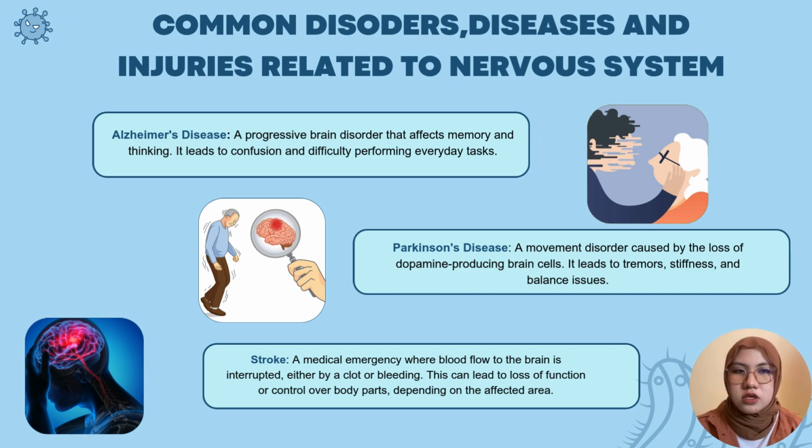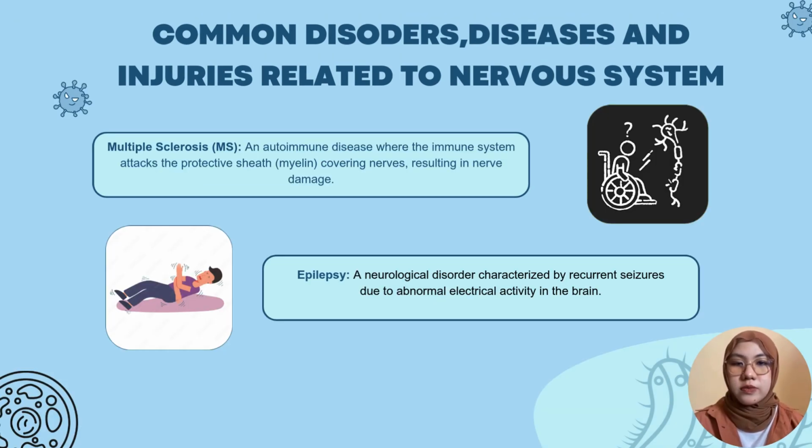Then we have stroke, a medical emergency where blood flow to the brain is interrupted either by a clot or bleeding. This can lead to loss of function or control over body parts depending on the affected area. Then we have multiple sclerosis, an autoimmune disease where the immune system attacks the protective sheath, myelin, covering nerves, resulting in nerve damage. Then we have epilepsy, a neurological disorder characterized by recurrent seizures due to abnormal electrical activity in the brain.